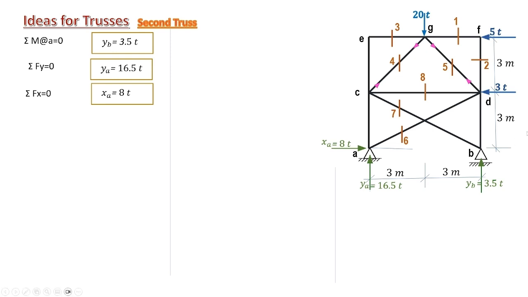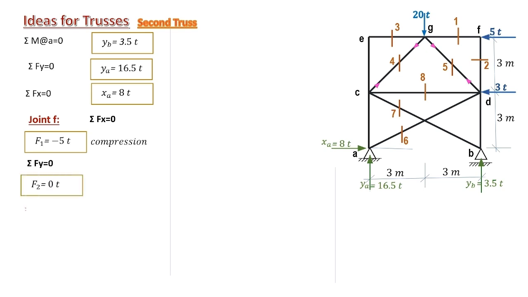To get members 1 and 2, we just consider joint F, and it is easy to consider equilibrium in the X direction to get member 1, and equilibrium in the Y direction to get member 2, and here we are. Joint E proceeds in the same way, and we get member 3.